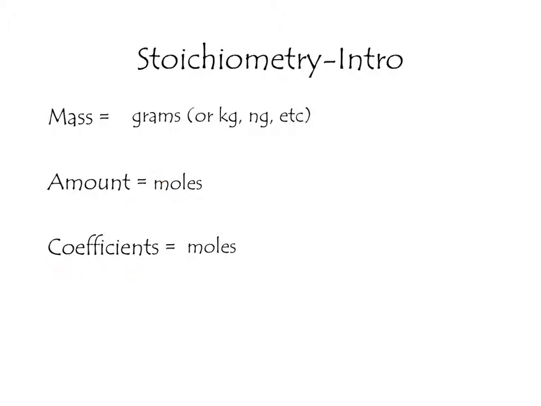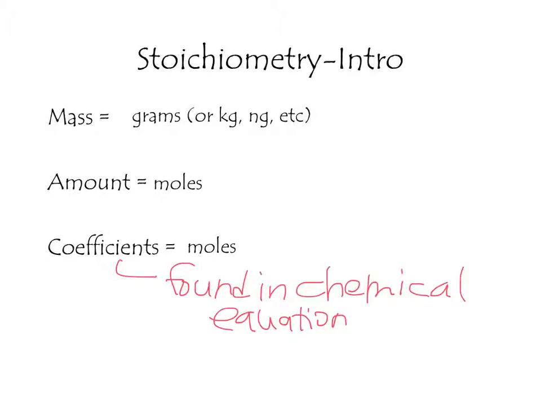Coefficients are found in the chemical equation. They're typically the number in front of a chemical formula. So, for example, here's H2O. That 2 is going to be the coefficient for that compound.